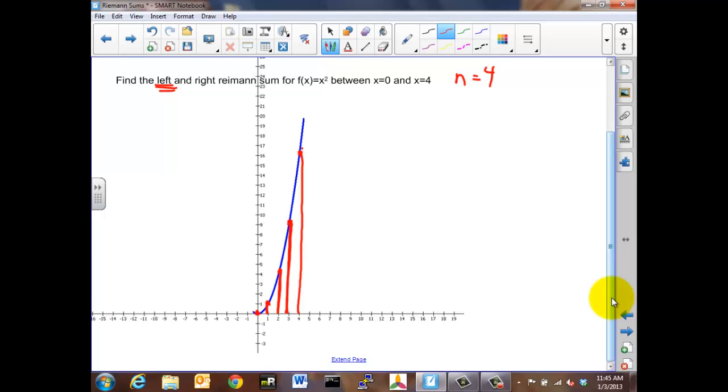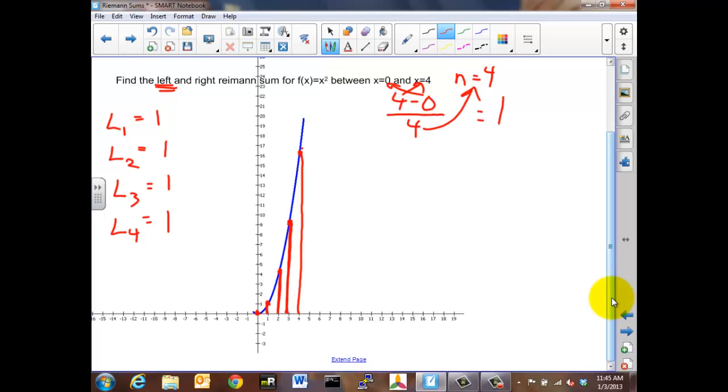So now, when we start talking about the left Riemann sum, we know we're going to have 4 of them. Wes, can you tell me what the width of each one of these is going to be? 1. Okay? And you can get that by looking at it or by saying 4 minus 0, these two numbers right here, divided by 4, this number over here, equals 1. Now, I want you to write this down. What's the function value that we're going to use for the first rectangle, if we're using the left side? f of 0?